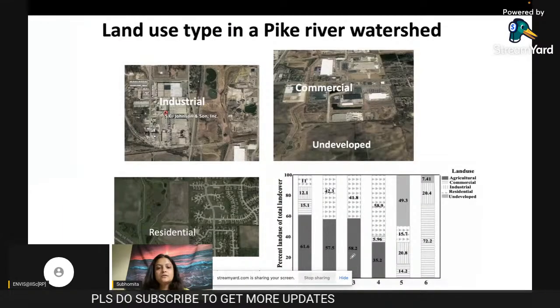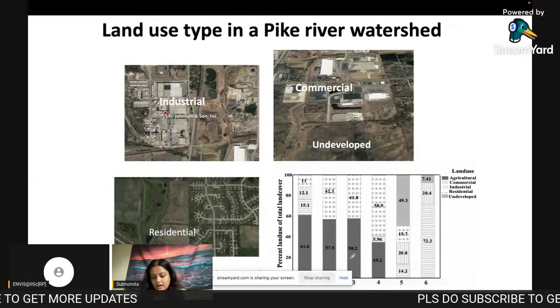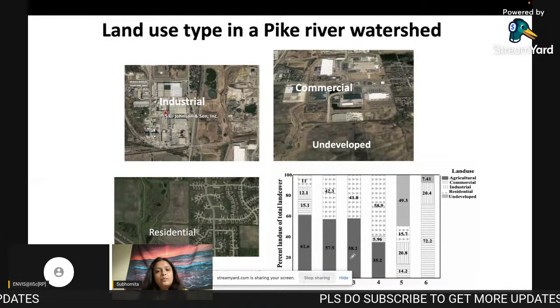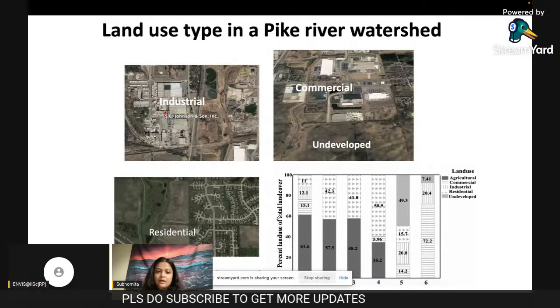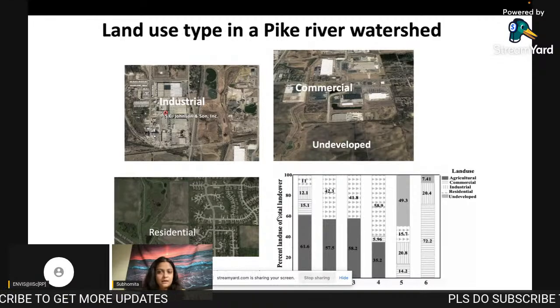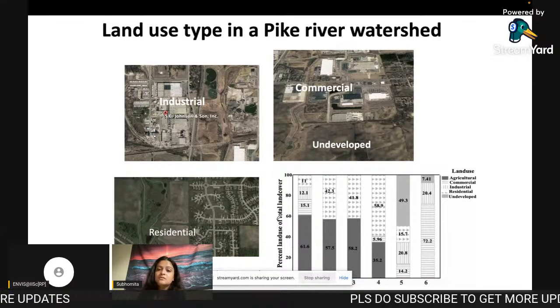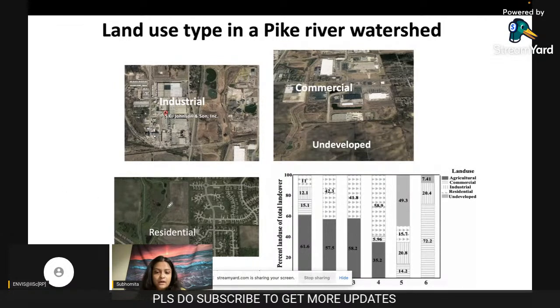these urbanizations. Currently, the Pike River watershed has these types of land uses. Industrial, there is a big factory of AC Johnson's there. There are people who live there, so residential. Commercial means lots of shopping malls and parking lots. Some are undeveloped, and a major part is also agricultural.